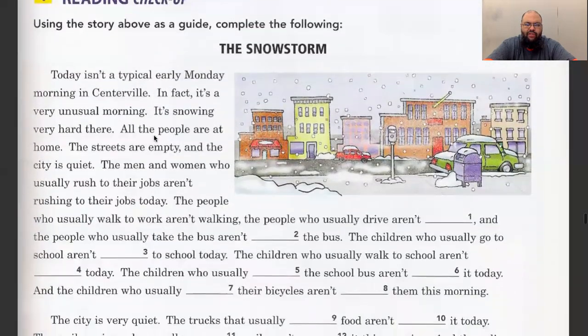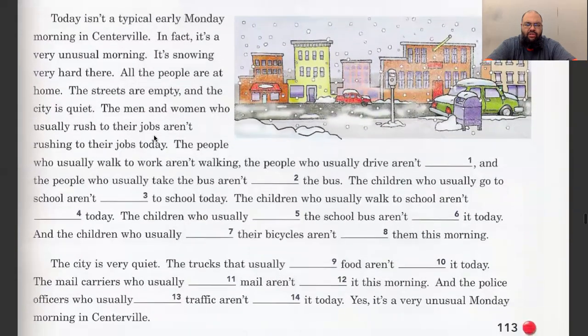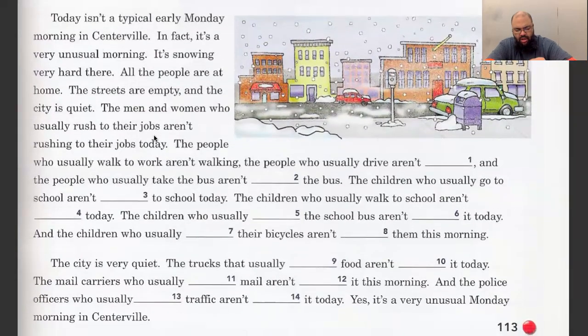So using the story from above, we need to answer these questions. So I am not going to do this with you because I want to know if you know how to do it. So please make sure you complete it in your book, but I will read it for you.